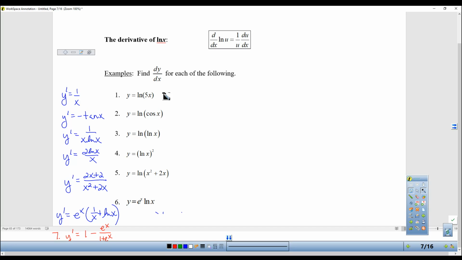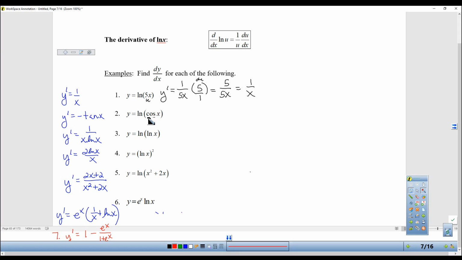But here we go. The derivative of the natural log of u is just 1 over u times the derivative of u. So y prime, this is going to be my u, always identify your u, is going to be 1 over 5x times the derivative of u, which is just 5. So remember, when you're trying to multiply a fraction by a whole number, you can make them both fractions so that you can do numerator times numerator and denominator times denominator, and you get 1 over x.